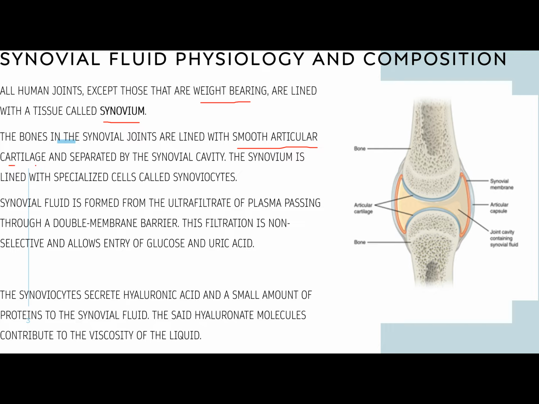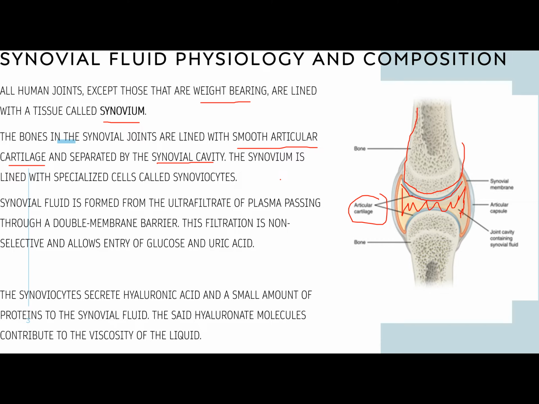articular cartilage. So, if you take a look at this picture, ito yung bone natin, class. This is the bone. Now, lining the bone is that there would be a smooth articular cartilage. So, itong blue na to. This is the smooth articular cartilage. Now, this is separated, class, by a cavity. This is known as your synovial cavity, separated by the synovial cavity. So, itong space na to, this space is known as your synovial cavity.